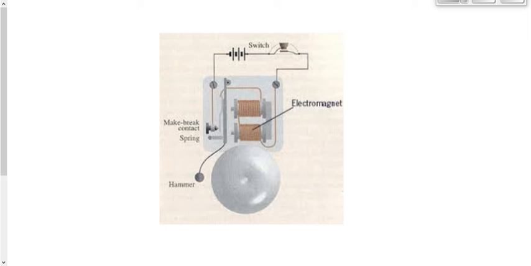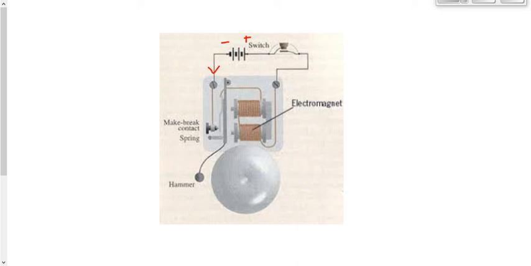This is kind of ingenious, actually. I like this one. The switch up here right now is open. That means that there's no electric current flowing. When we close the switch, then the electric current starts flowing from this battery. By the way, this would be the negative end of the battery. This would be the positive end of the battery. So the electrons would start flowing this way.